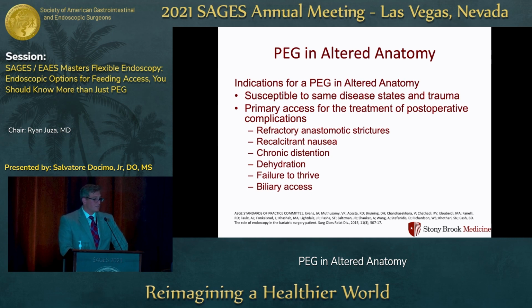Indications for PEG in altered anatomy are the same disease states, such as cancer, trauma, et cetera, in which these patients still need enteral access, but you simply don't have easy access to the stomach itself. It's also seen in post-operative complications such as refractory anastomotic strictures, chronic nausea, distension, dehydration, failure to thrive, and biliary access. A lot of times you're simply trying to provide access for the standard indications for PEGs, but you can also have issues in the post-operative state related to the altered anatomy.